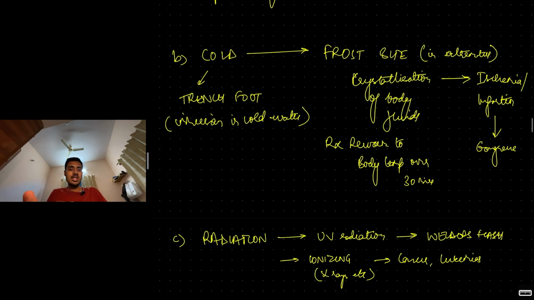Cold exposure, for example ship workers, trench foot, because of continuous immersion of the foot in cold water. Frostbite, if they're working in very cold conditions, then in the peripheral extremities the body fluids get crystallized, and this crystallization of body fluids causes ischemia or infarction leading to gangrene. So what do you do for frostbite? You just slowly rewarm the tip of the fingers, wherever the gangrene or ischemia has set in, back to body temperature over half an hour, 20 to 30 minutes. You will slowly rewarm it. So that is cold exposure.